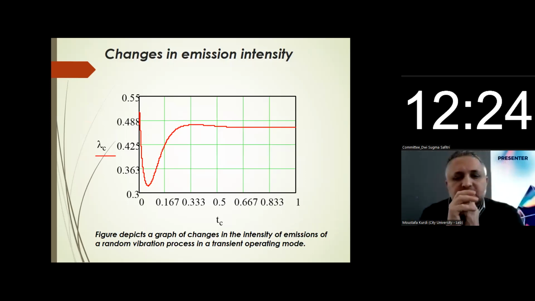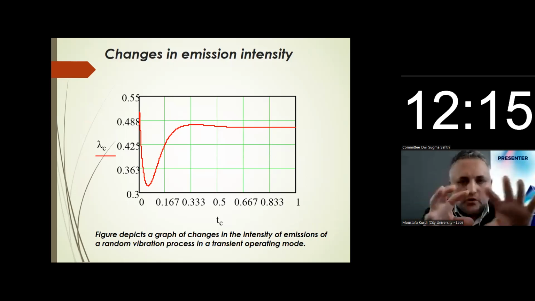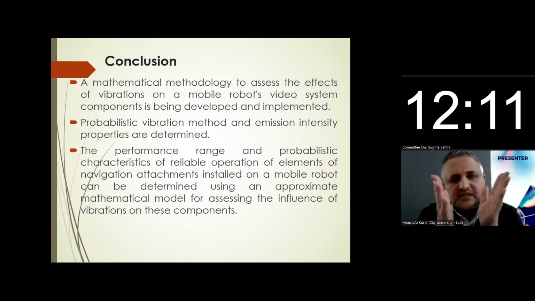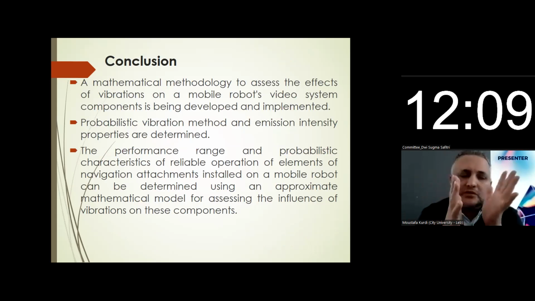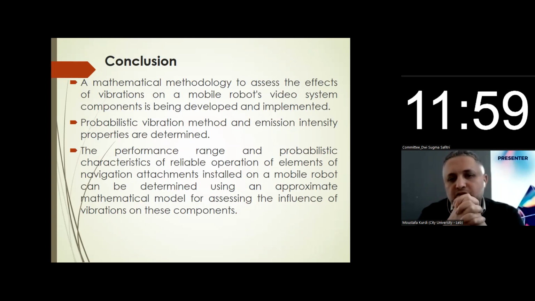The figure depicts the graph of changes in the intensity of emissions of the random vibration process in transient operating mode. As a conclusion, as you can see, the mathematical methodology which we use, the random process to assess the effect of vibration on a mobile robot system, is being developed and implemented using MATLAB. Probabilistic vibration model and emission intensity properties are determined using the delta lambda.